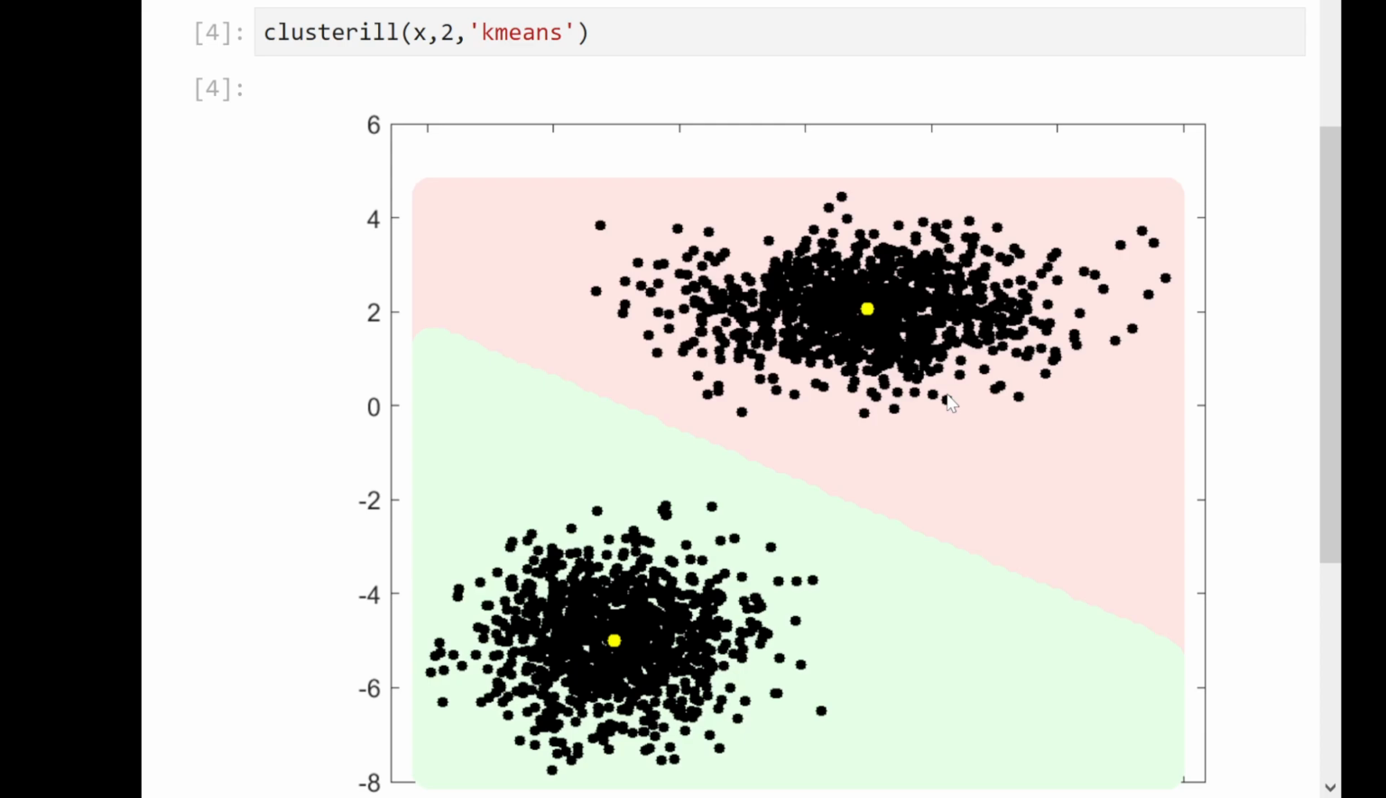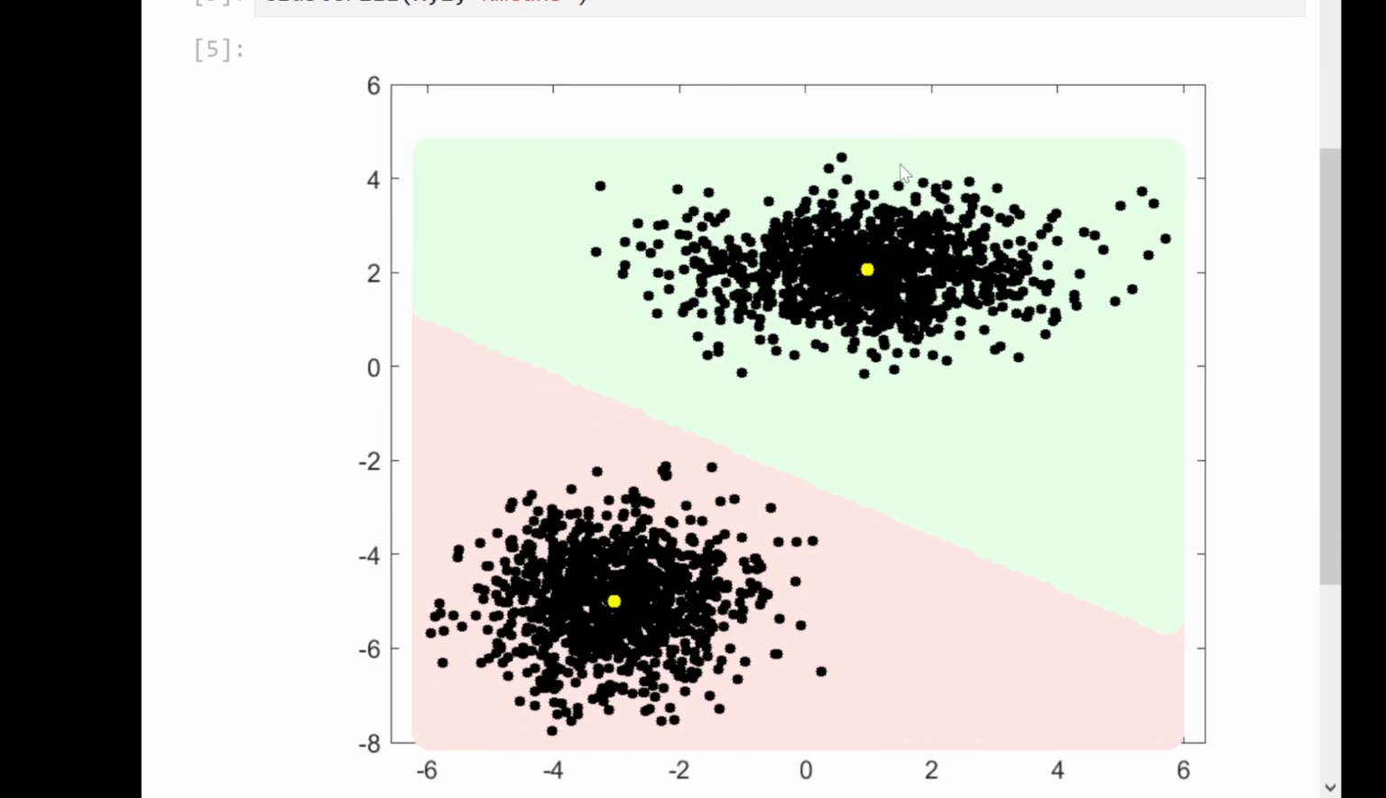The black points are my data points. The yellow dots are the converged cluster centers. And then the red and green shaded areas in the background show, if I were to look at any point in the plane and ask which cluster it would belong to after I was done, I would get these sets, right? So anything on the green side would go with the bottom cluster, anything on the red side would go with the top cluster, right?